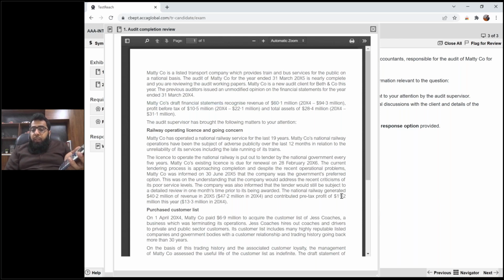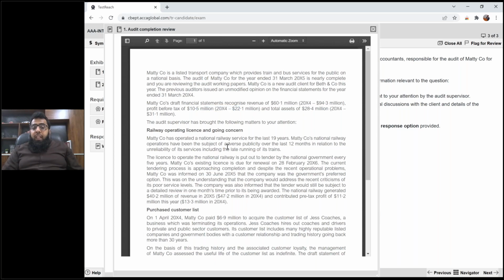It has contributed 11.2 million in our profit, and our total profit is 10.5 million. So it is 106% of the total profit. This contract is material, this contract is pervasive, and I would say this contract is significant for our going concern. Because if we lose this railway contract, then it will create a big issue.